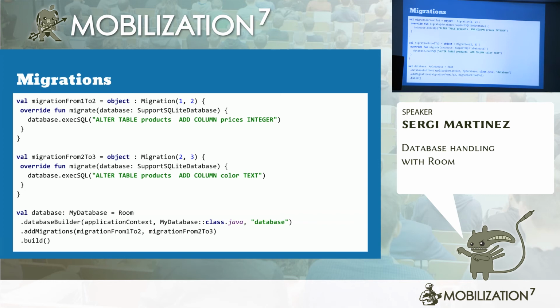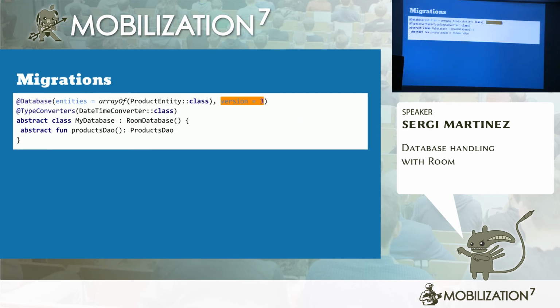And when we instantiate the Room database, we call addMigrations and put all the objects. So if we have a user that is using version 1 and downloads a version that uses version 3, it will automatically execute the migration from 1 to 2 and the migration from 2 to 3.